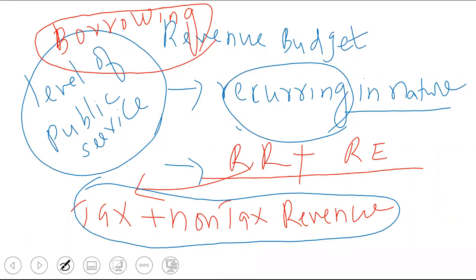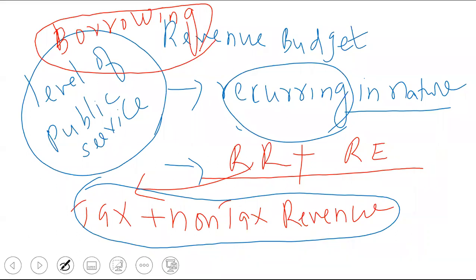So again, we are repeating. Revenue budget consists of two sides. One is revenue receipt, the other is revenue expenditure. So you should know what is revenue receipt. I told you there are two types of receipt: tax revenue and non-tax revenue. As an example of tax revenue, I told you direct and indirect tax.